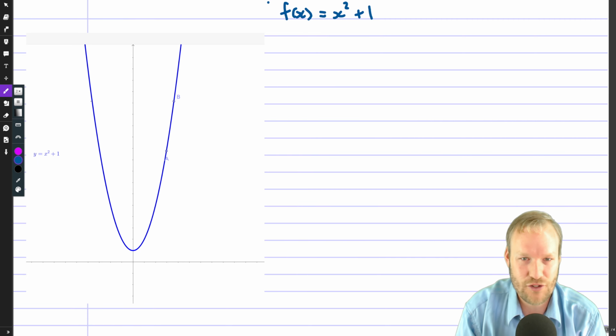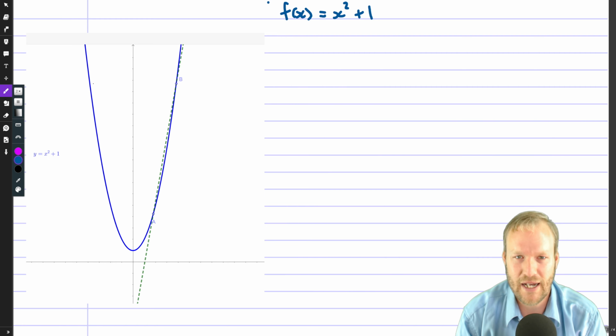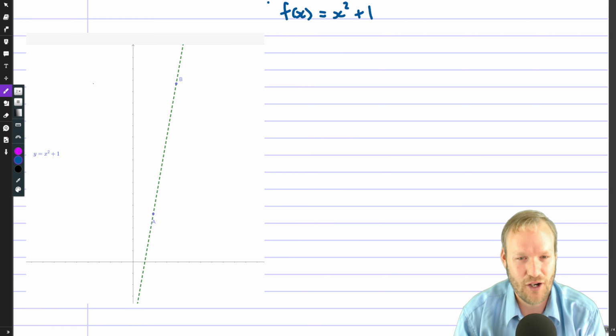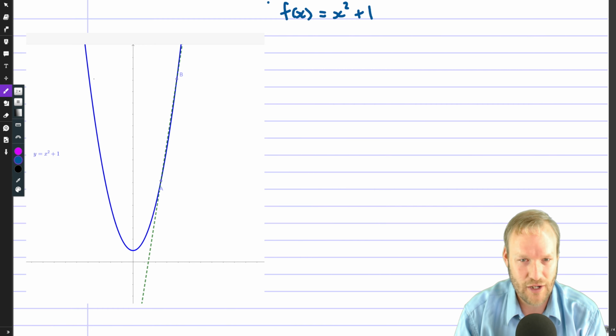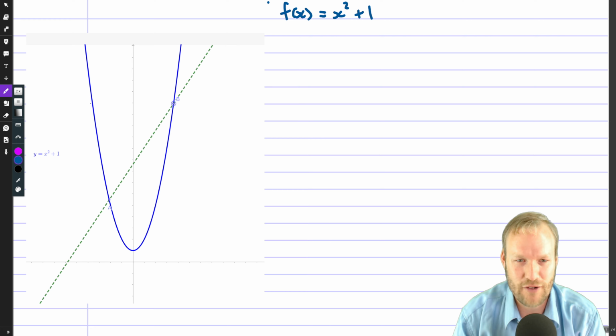Now, before we get into anything too calculus-y, let's just work out the gradient between 2 points. These 2 points on the graph, A and B, could be anywhere. Let's put A there, B there. If we were to draw a line through there, what's the gradient of that dotted line? In some ways it doesn't matter that they're on the graph, but it does, because A, wherever we move it, is going to be on that graph, B likewise. We just want to find out the gradient between those 2 points.